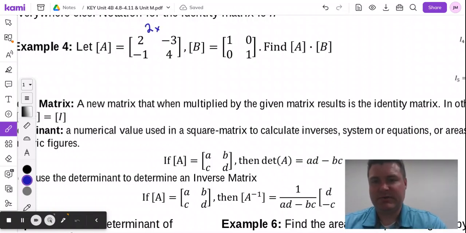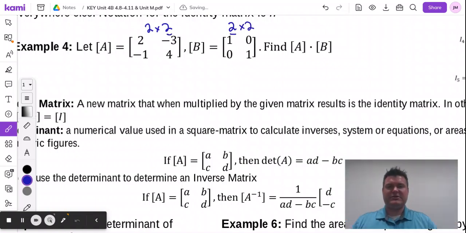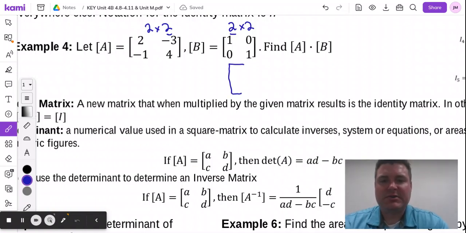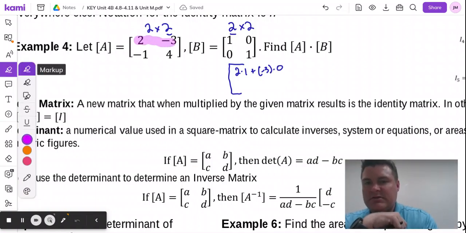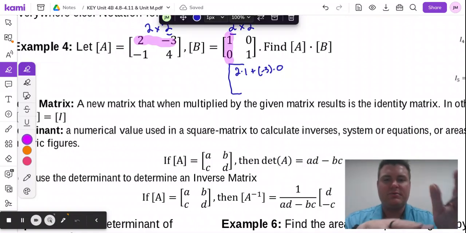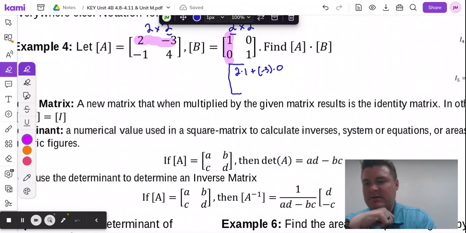So I'll write up here 2 by 2. This is a 2 by 2. Since the middle ones match, it's going to produce, use the outer ones, 2 by 2. So when I do this, I'm going to do 2 times 1 plus negative 3 times 0, because that is the top row. I'll highlight what I just did. So that's that part right there.